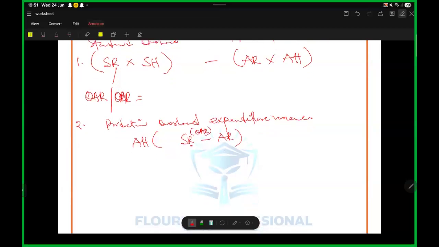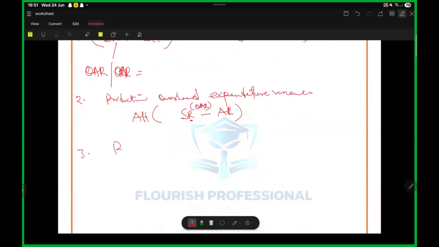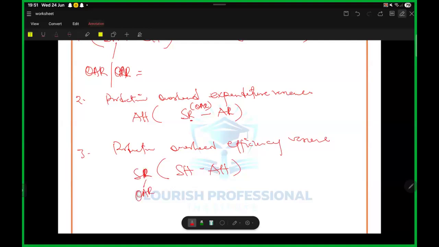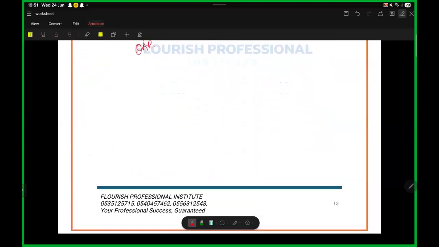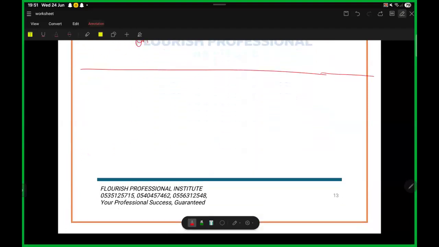Then we come to the production overhead efficiency variance, because I'm going to talk about the hours. It is going to become standard hours minus actual hours, then times your standard rate, which will be the overhead absorption rate you will calculate. So we have all this, then we can calculate our work.